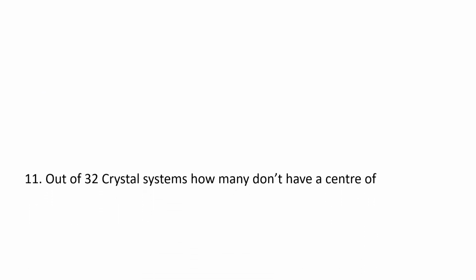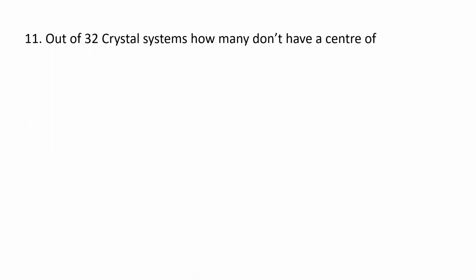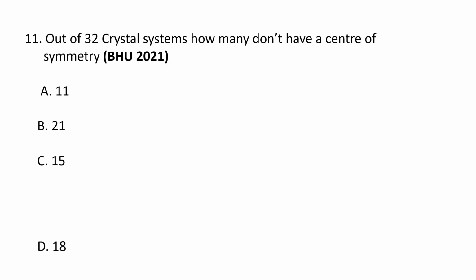Next question. Out of 32 crystal systems, how many do not have a center of symmetry? A. 11, B. 21, C. 15, and D. 18. So the correct option is B. 21. Out of the 32 possible crystal systems, 21 lack a center of symmetry. These 21 crystal classes are considered as non-centrosymmetric.